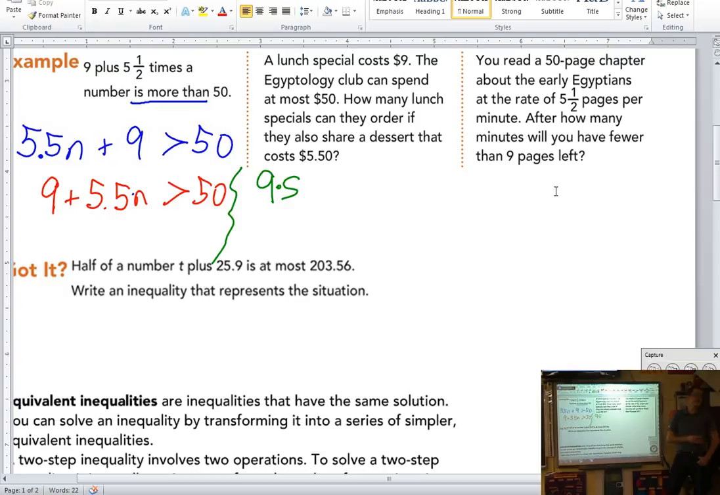Then, what else happens? What else do we purchase? Share dessert that costs $5.50. Yeah, does that happen multiple times or once? Once. So we just add $5.50. Now, that's what we've spent, right? How much money do I have? So can I spend more than 50? No. So I spend, what inequality symbol comes next? Less than or equal to the $50. I can spend all of it, but I can't spend more than what I have.